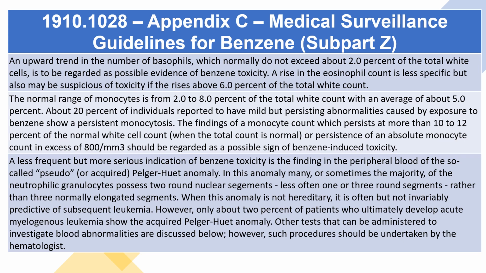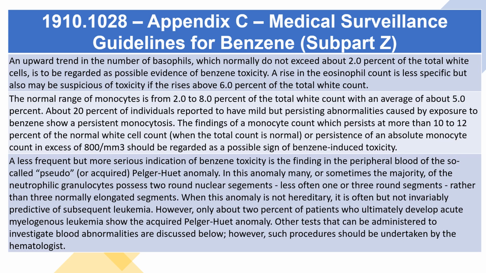The normal range of monocytes is from 2.0 to 8% of the total white count, with an average of about 5%. About 20% of individuals reported to have mild but persisting abnormalities caused by exposure to benzene show a persistent monocytosis. The finding of a monocyte count which persists at more than 10 to 12% of the normal white cell count, when the total count is normal, or persistence of an absolute monocyte count in excess of 800/mm3, should be regarded as a possible sign of benzene-induced toxicity.